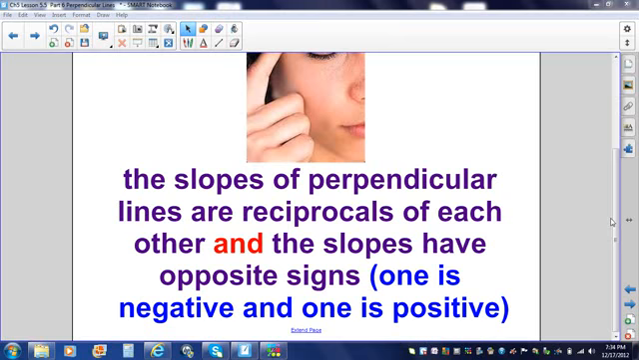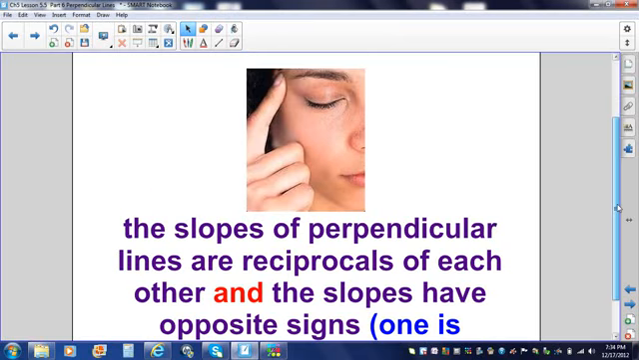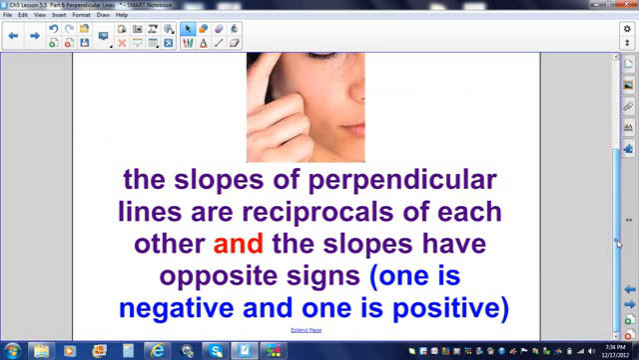Hey, what are you doing? Wake up. Remember, you need to memorize for the EOC that perpendicular lines have slopes that are reciprocals of each other, and perpendicular lines have slopes that have opposite signs. One's going to be negative and one is going to be positive.